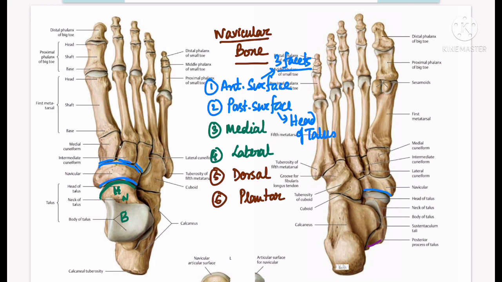Next we will talk about the medial and lateral surface. In the medial surface we will see a projection like this. That projection is called the tuberosity of the navicular bone. So medial surface, it presents what? Tuberosity. This tuberosity of the navicular bone provides insertion to the major part of the tendon of tibialis posterior.